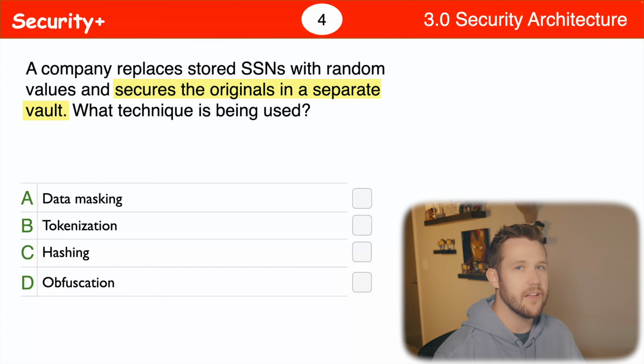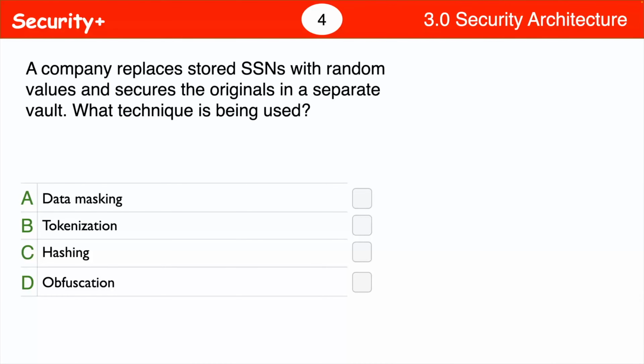All right, this hints towards not changing the actual value. So let's go ahead and do the process of elimination now. And we can start with D, obfuscation. And this makes data harder to interpret, but does not provide structured substitution or secure storage.